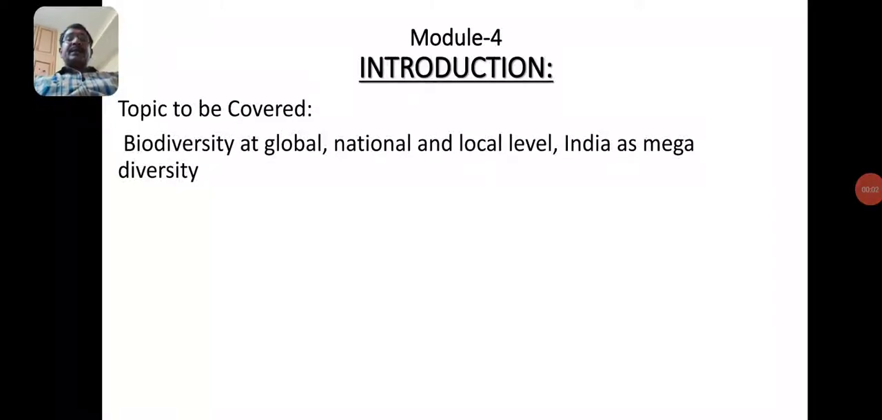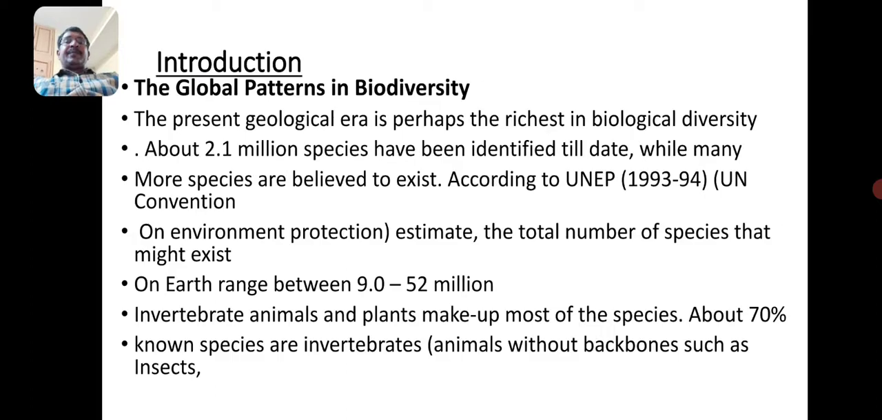Session 17 covers biodiversity at global, national, and local levels, with India as a mega-diverse country.